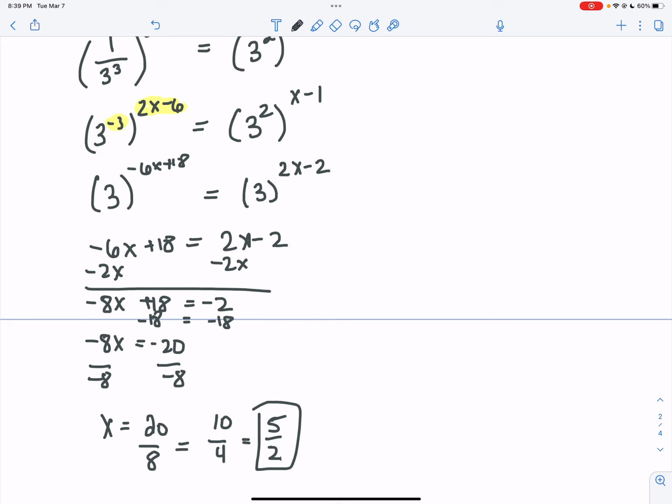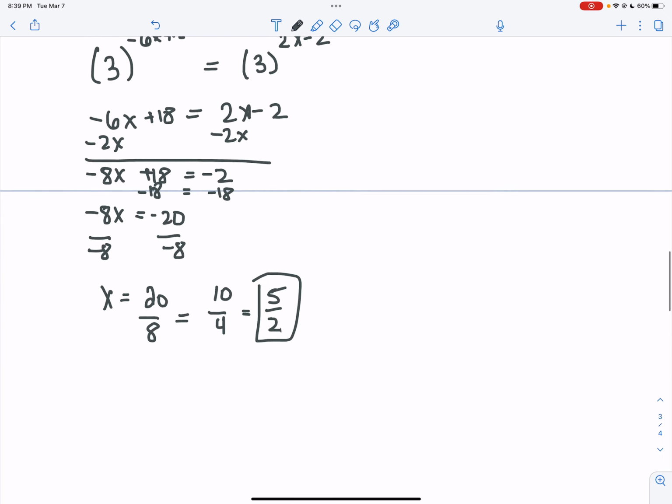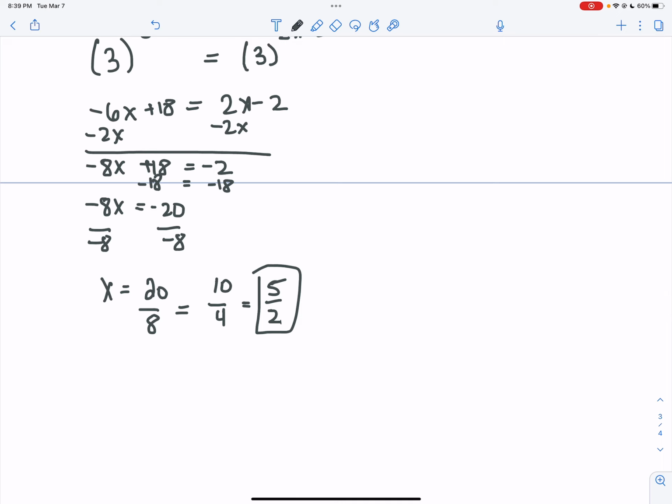Now, good thing about these types of problems is that we don't really need to check for arguments being negative and whatnot, because the domain of an exponential function is always all real numbers. So for any x value you get, it is what it is. So there's no need to check for extraneous solutions.